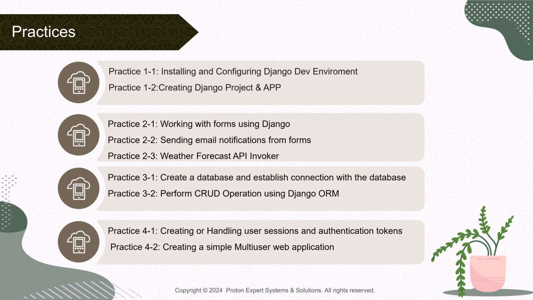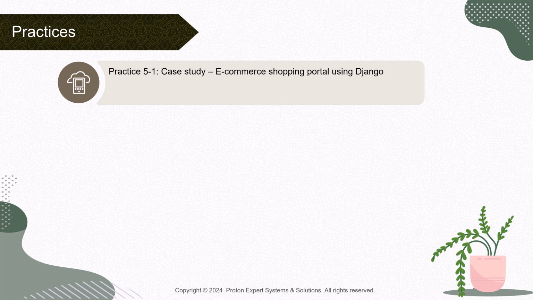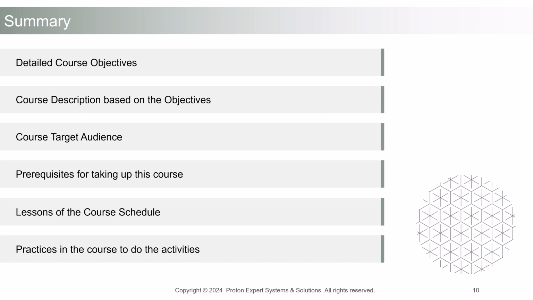Practice 2-3, Weather Forecast API Invoker. Practice 3-1, Create a database and establish connection with the database. Practice 3-2, Perform CRUD operation using Django ORM. Practice 4-1, Creating or handling user sessions and authentication tokens. Practice 4-2, Creating a simple multi-user web application. And finally, Practice 5-1, Case study, that is e-commerce shopping portal using Django.